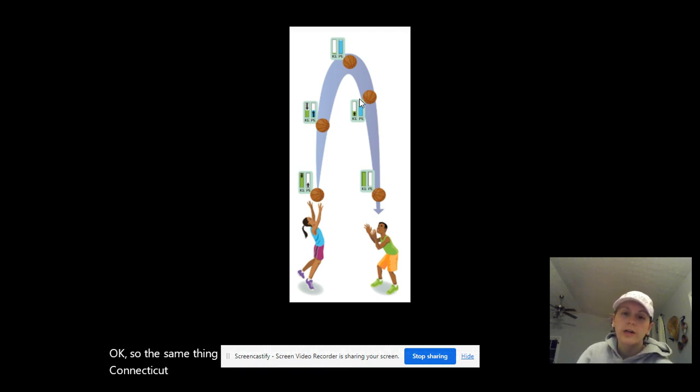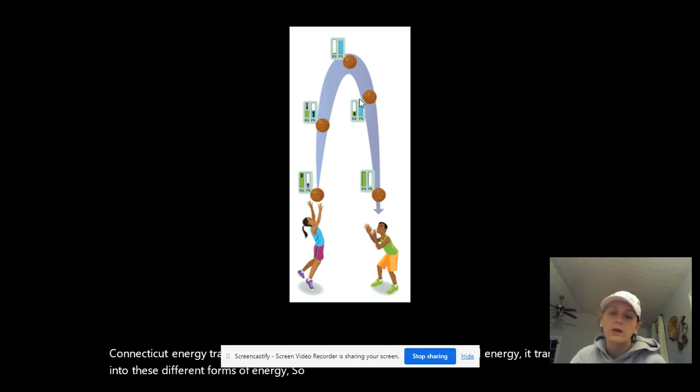So the same thing happens with our energy. Kinetic energy transfers into potential energy. It transfers into thermal energy. It transfers into these different forms of energy so that we keep the same mechanical energy.